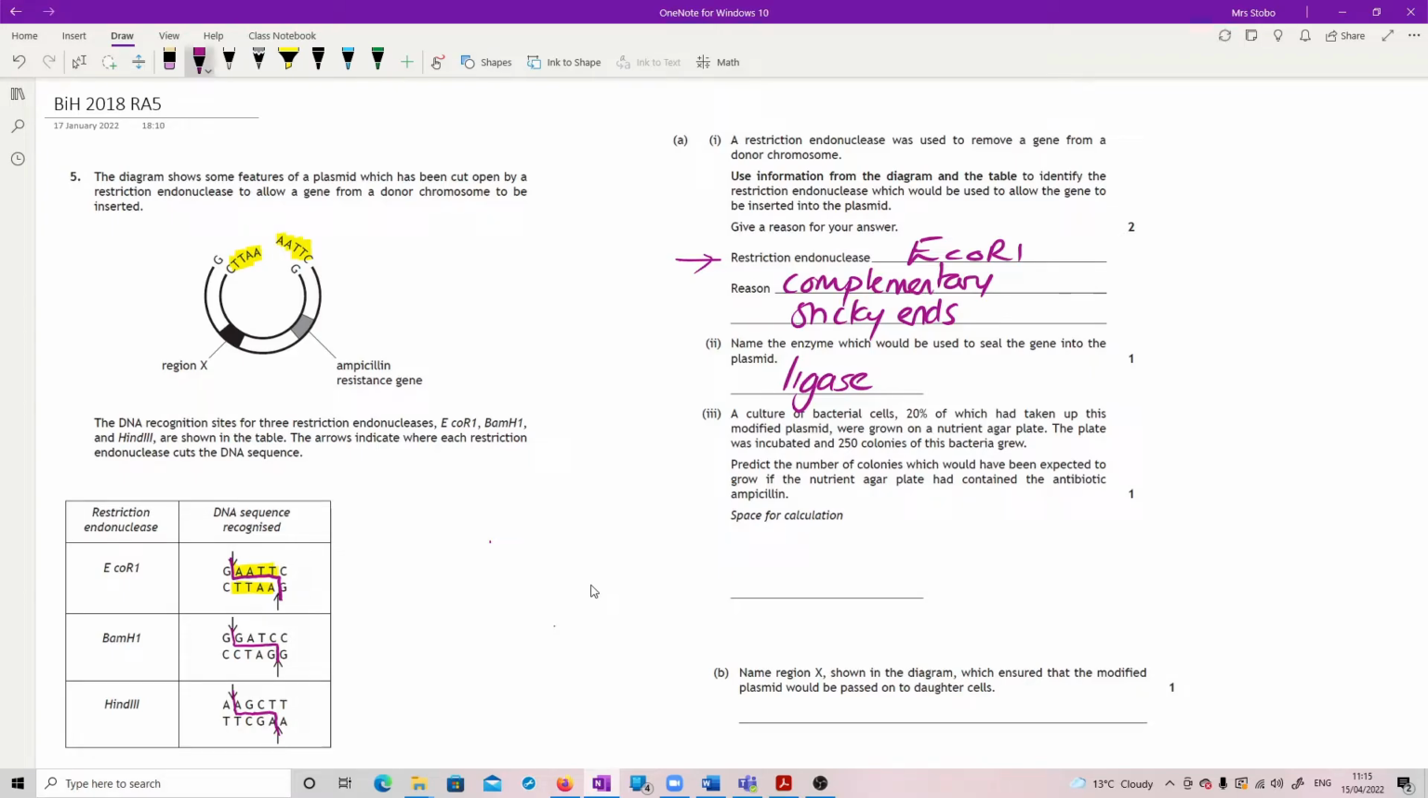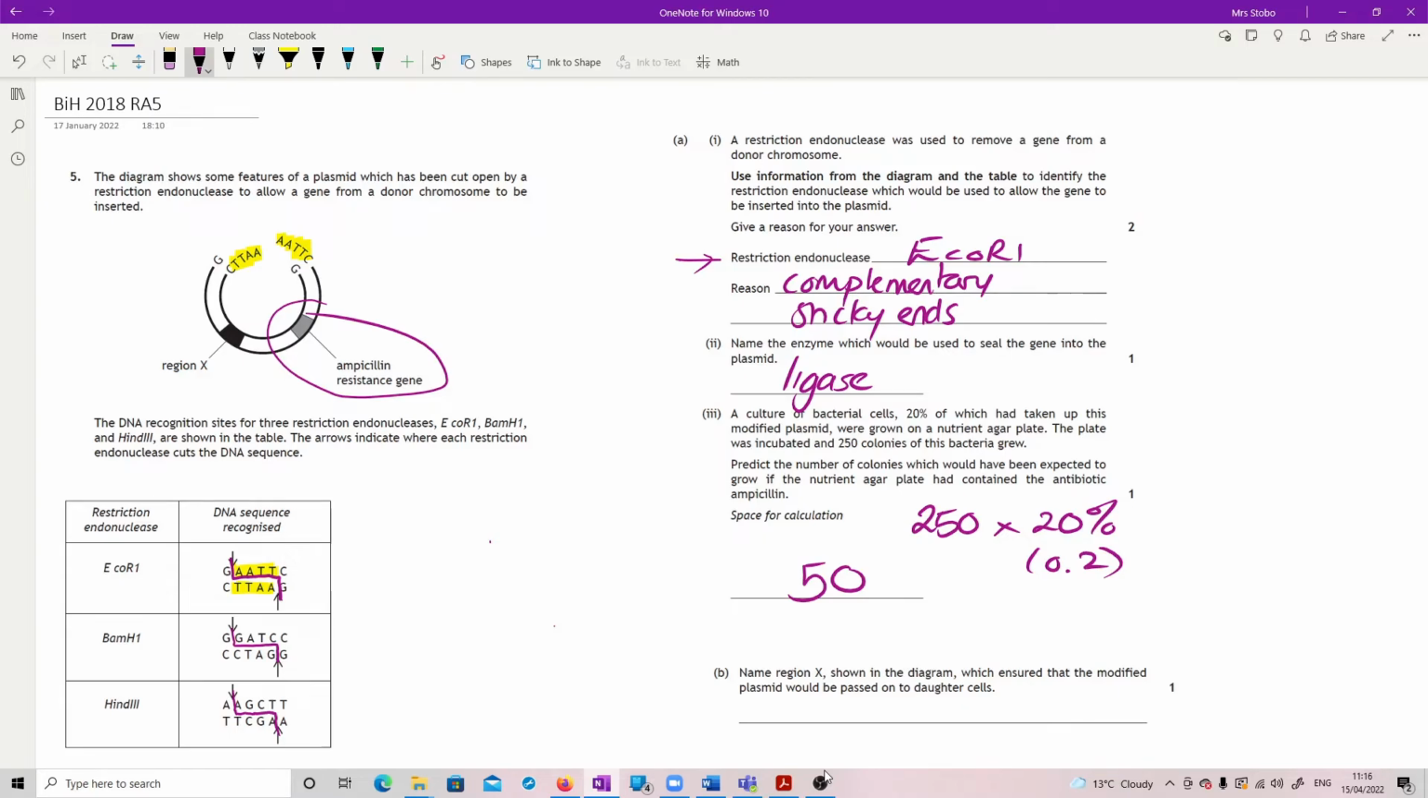Predict the number of colonies which would have been expected to grow if the nutrient agar plate had contained the antibiotic ampicillin. And you've got a space for calculation, which I don't know how much you would need to use. You could get away without even a calculator on this one. We have 250 grown. 20% of them have taken up the ampicillin resistance gene with the plasmid, so 250 times 20%, obviously 0.2 in your calculator, so you would get 50. Or you could have said, I'll divide by 10 to get 10% and times by 2 if I was doing it in my head.